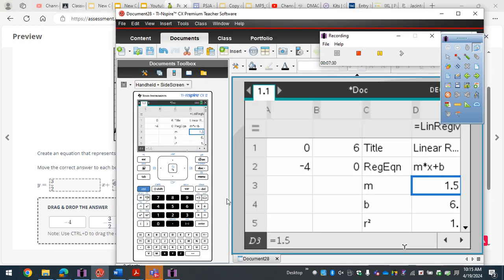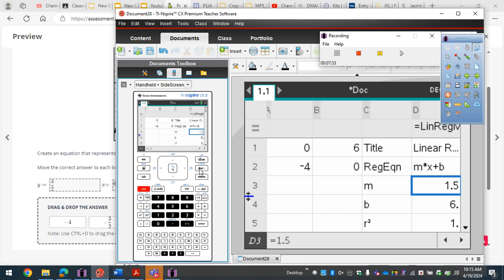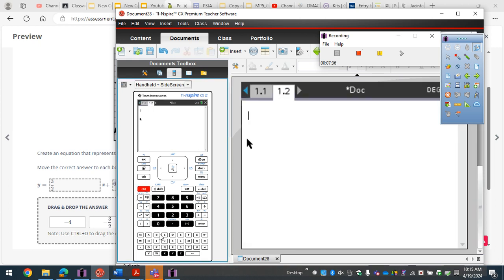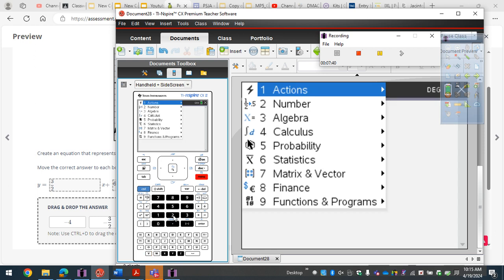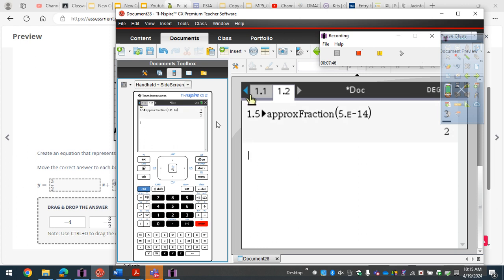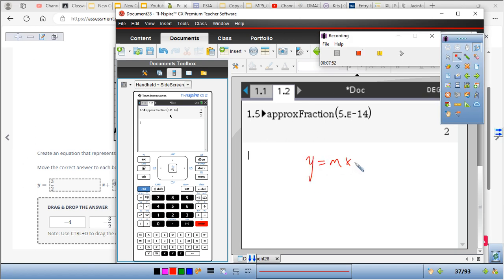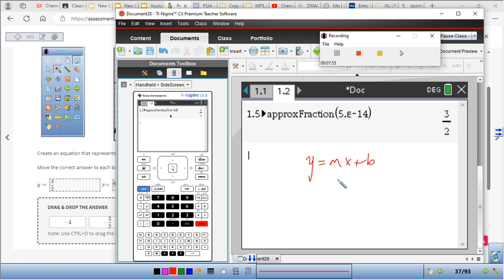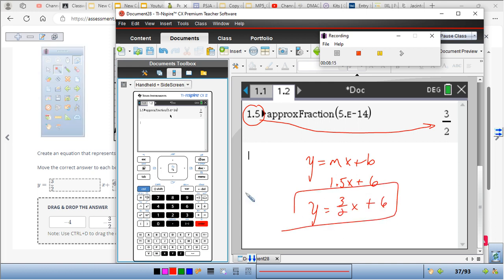Calculator trick: we're going to press Control C, then add a document, calculator. We press Control V to paste, and go to Menu, 2, 2. You see it's approximate fraction, then enter, and there it is, 3/2. So now I know that's 3/2 x. Remember, my equation is y is equal to mx plus b, so all I had to do is convert this 1.5 to a fraction. We have y is equal to 3/2 x plus 6, and that's what we got here.